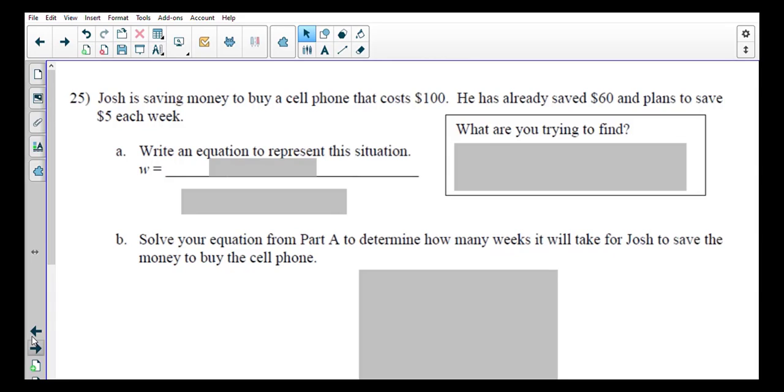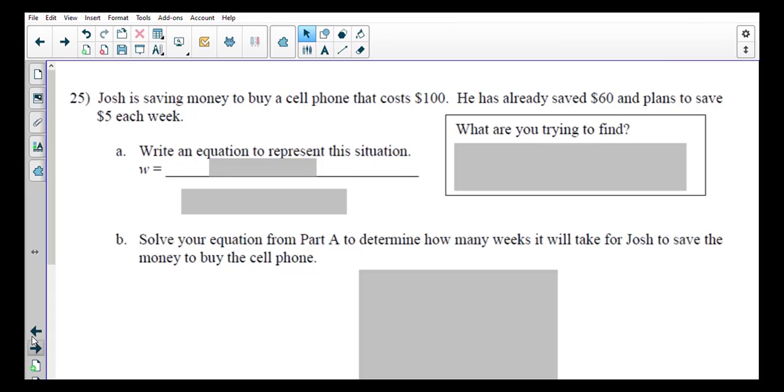Number 25 says, Josh is saving money to buy a cell phone that costs $100. He has already saved $60 and plans to save $5 each week. A, write an equation to represent this situation, and we're going to begin by identifying what we're trying to find or are unknown in this situation, just like we did with one-step equations. B, solve your equation from part A to determine how many weeks it will take for Josh to save the money to buy the cell phone.